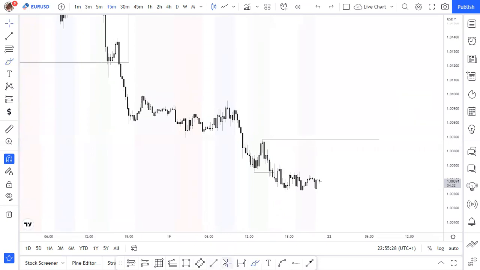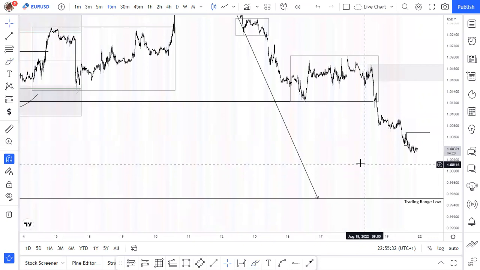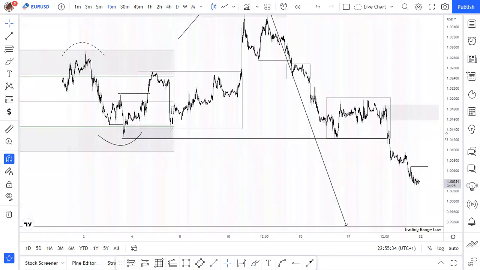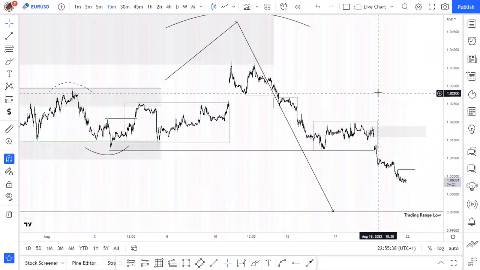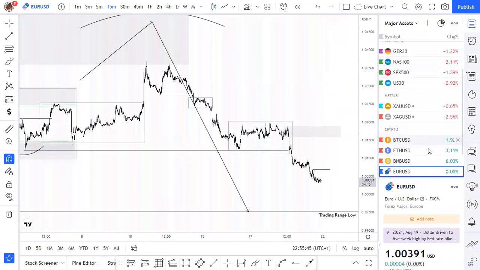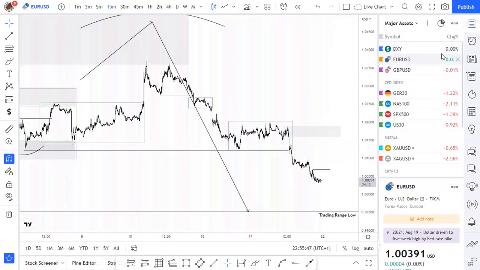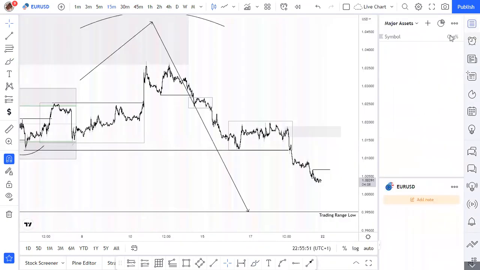So I think that will be it for Euro USD. It is very much the same as what we had last week, just like a continuation of last week's outlook. So I also want to talk about a trade I took on Euro USD last week.